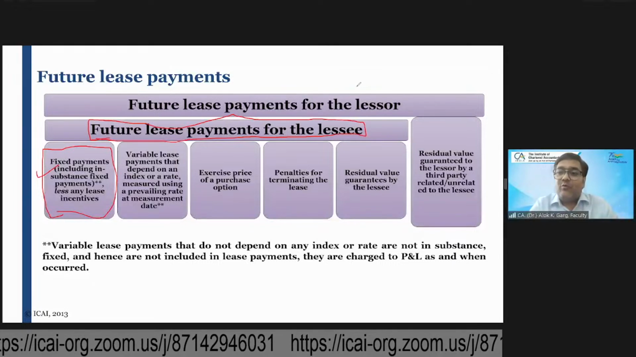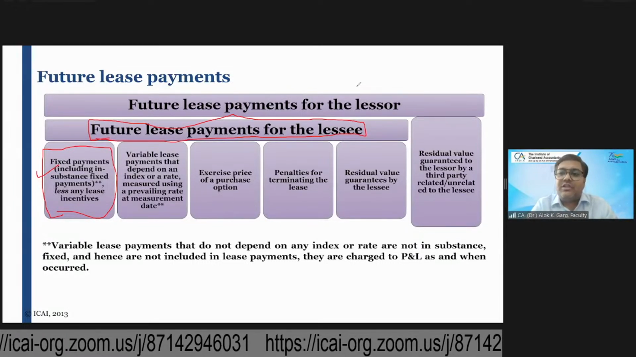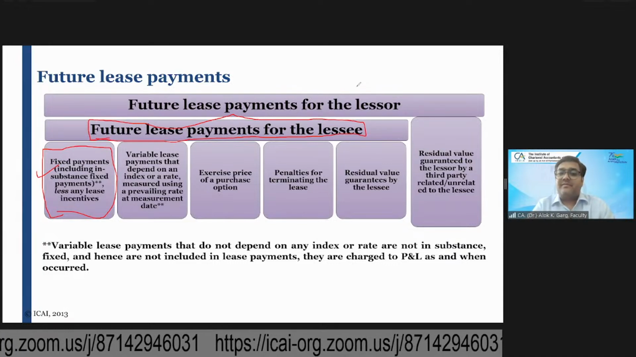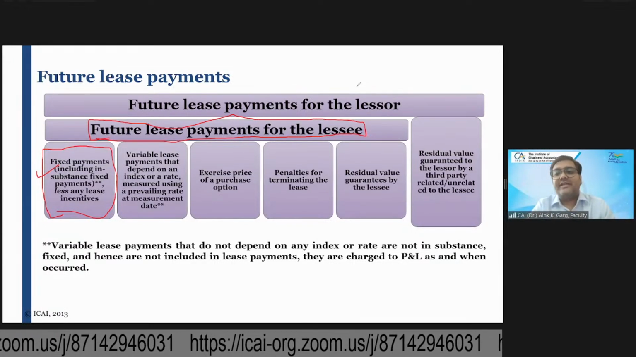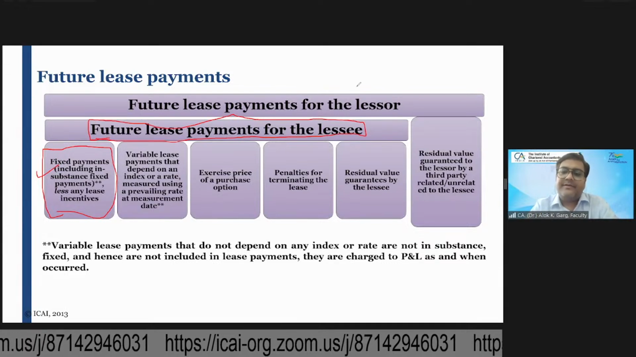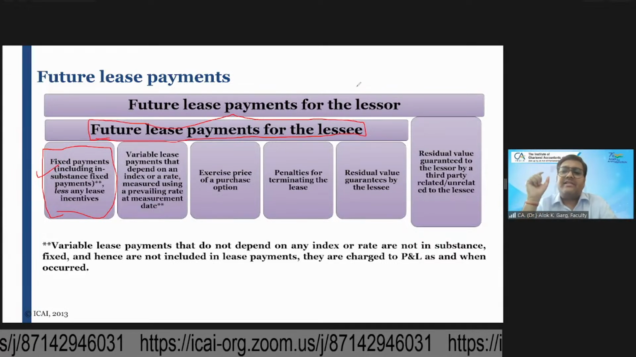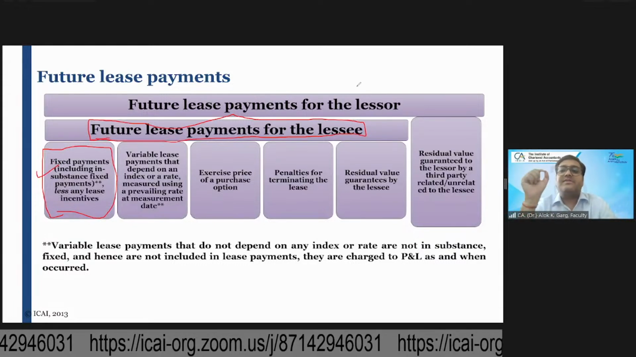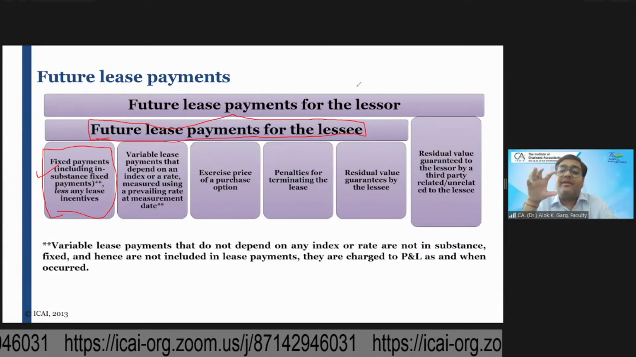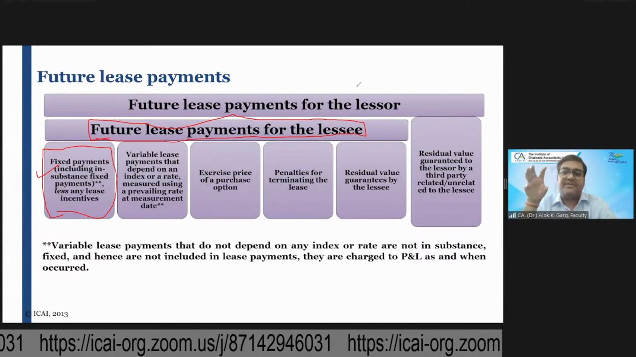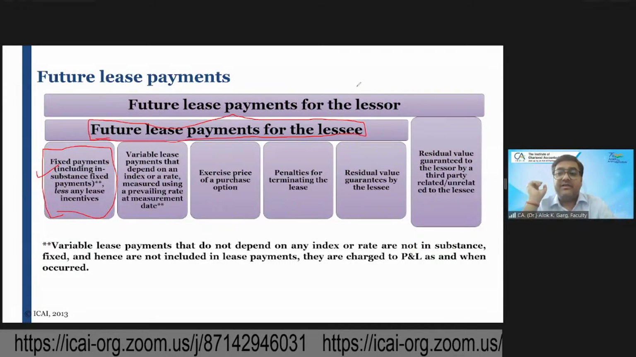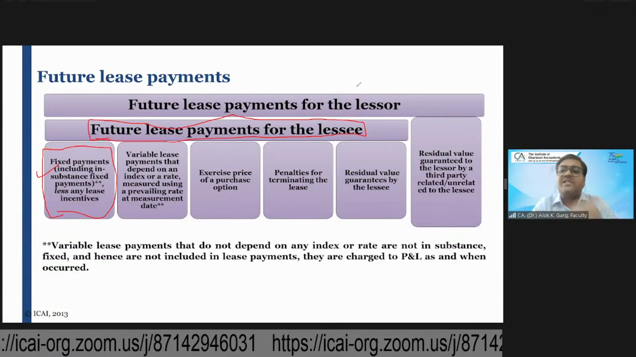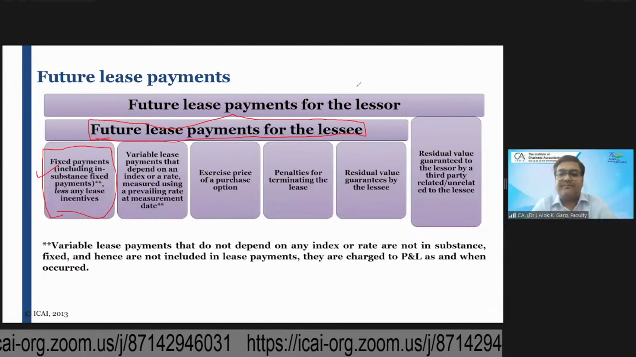So friends, will an escalation on the basis of an index or a rate be considered as a lease payment or not? Yes, it will be considered as a lease payment. The standard says that if there is any variable lease payment which is on the basis of an index or a rate, it will be covered under the lease payments under Ind AS 116. Sir, which kind of variable lease payment will not be considered? Variable lease payment on the basis of quantity produced.